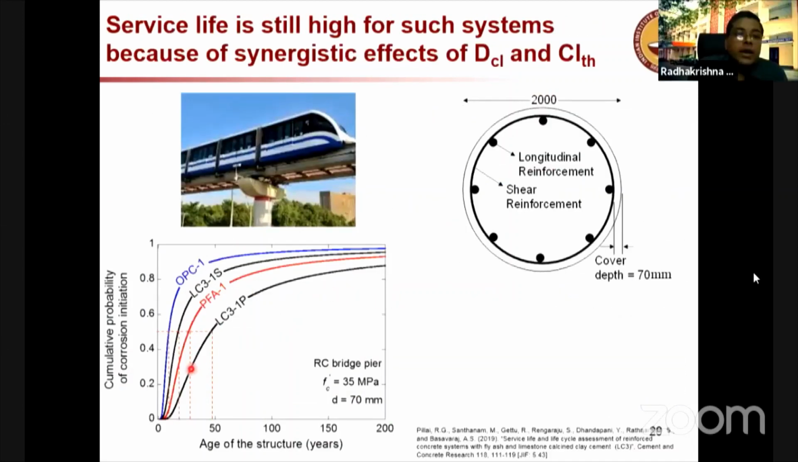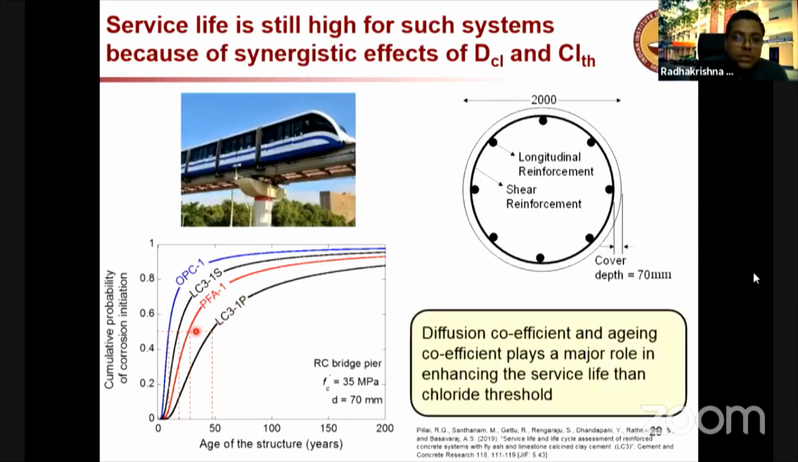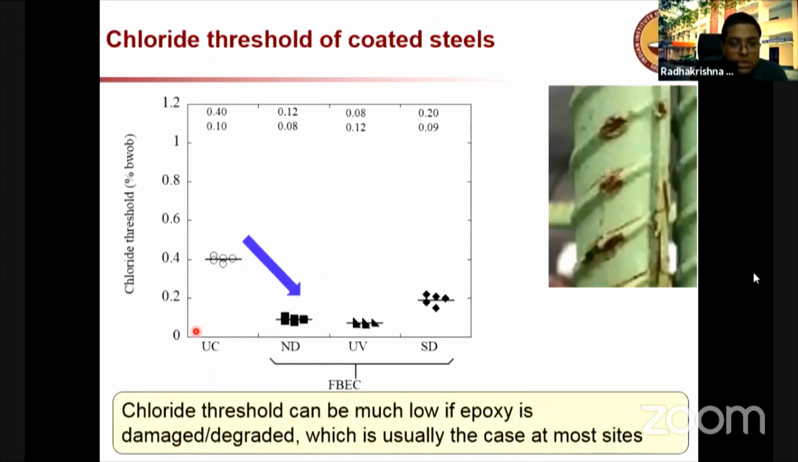And then we found that the service life can be significantly increased if you use this special SCMs or LC3 and fly ash based system. Now, for the epoxy coated system, you also see a very significant reduction in chloride threshold, but the point is that it is very low, and we should not be using this type of steel if you cannot make sure that the steel surface is not damaged or degraded.